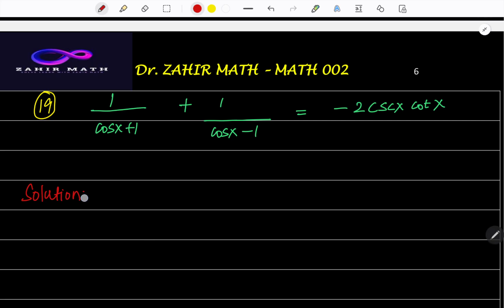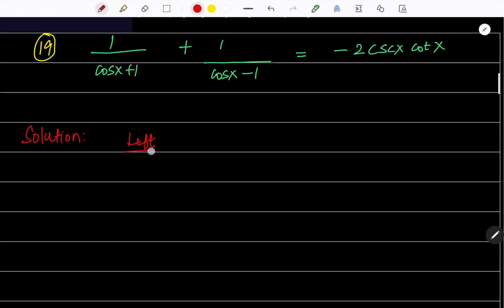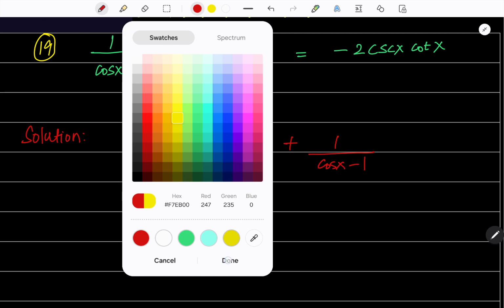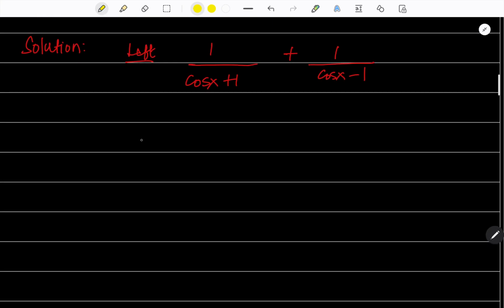Which is the bigger side? The bigger side is the left hand side, right? So what's your left hand side? 1 divided by cosine x plus 1, plus 1 divided by cosine x minus 1. Okay, right. Now we are going to do the next one. The same idea as 1 by 2 plus 1 by 3, the same you are going to do.